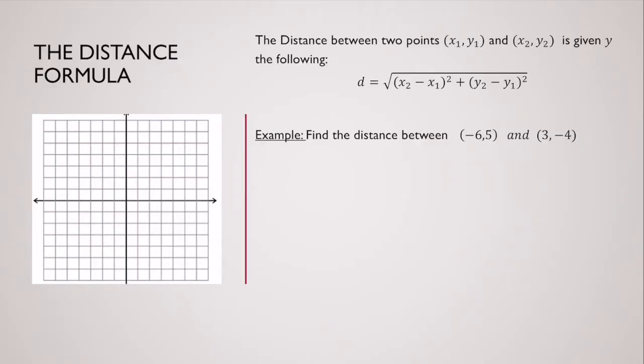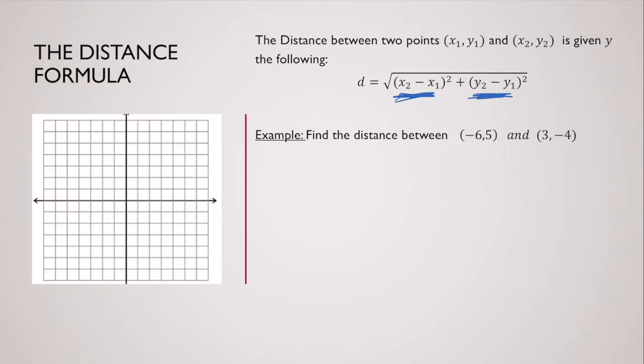Another application of radicals is the distance formula. So the distance between any two points on the coordinate plane, x1, y1, and x2, y2, is given by the following. The distance is the square root of the difference in x's squared plus the difference in y's squared. And we square them just in case the difference is negative.